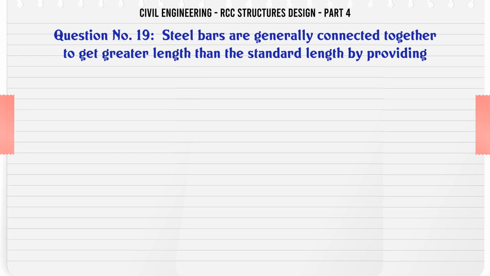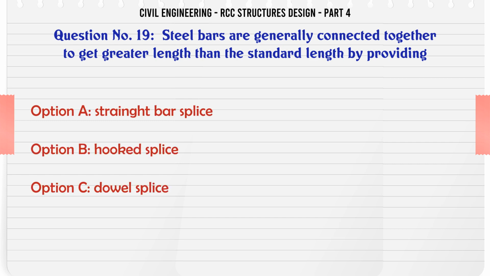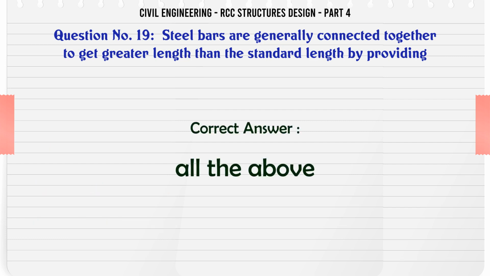Steel bars are generally connected together to get greater length than the standard length by providing A. Strength bar splice, B. Hooked splice, C. Dowel splice, D. All the above. The correct answer is all the above.